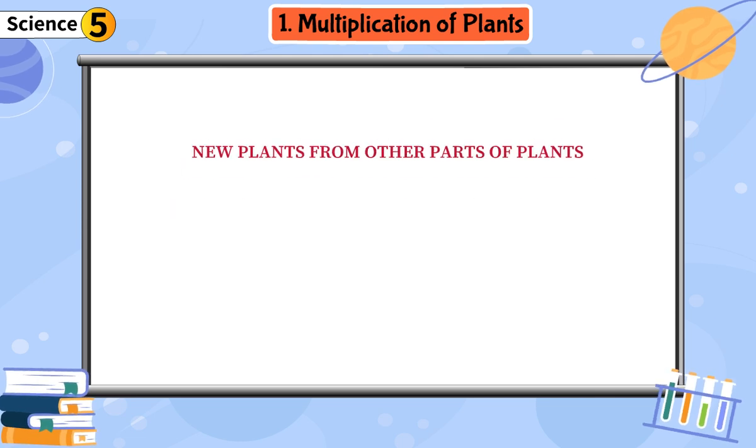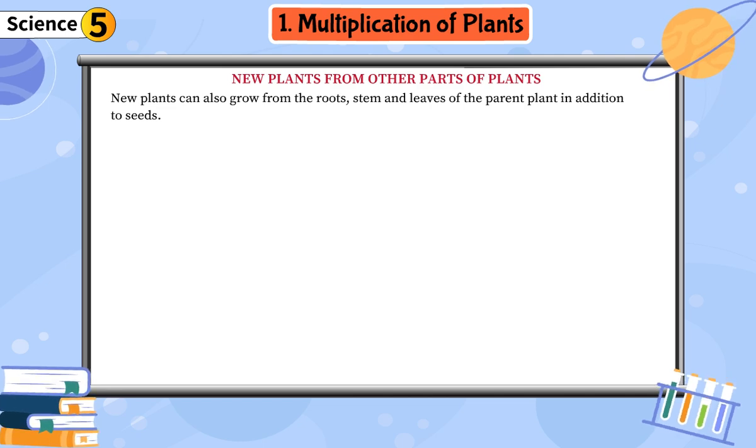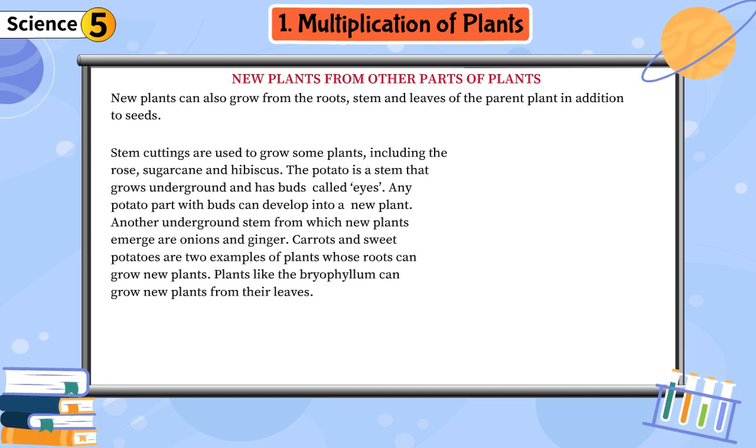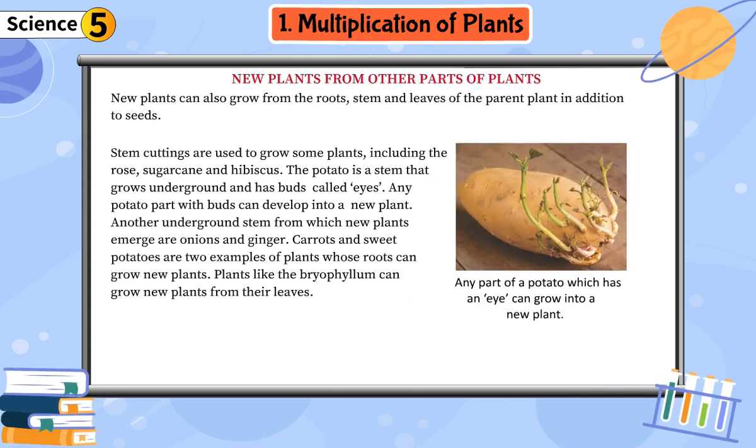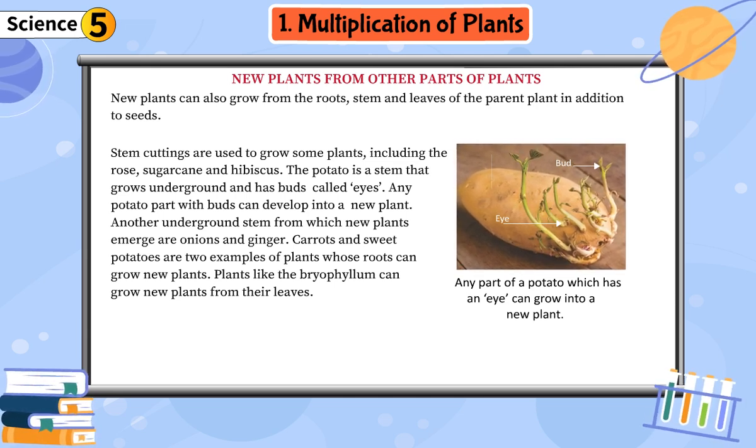New plants from other parts of plants. New plants can also grow from the roots, stem and leaves of the parent plant in addition to seeds. Stem cuttings are used to grow some plants, including the rose, sugarcane and hibiscus. The potato is a stem that grows underground and has buds called eyes. Any potato part with buds can develop into a new plant.